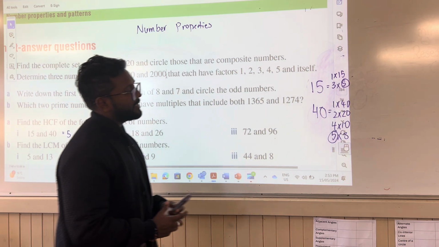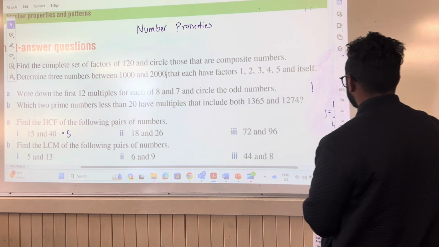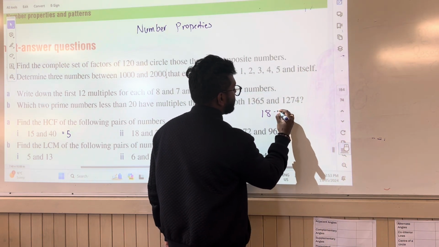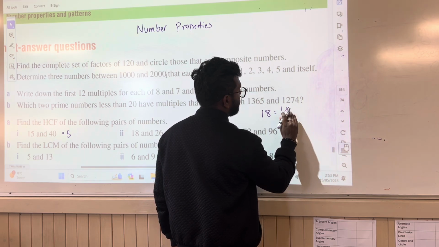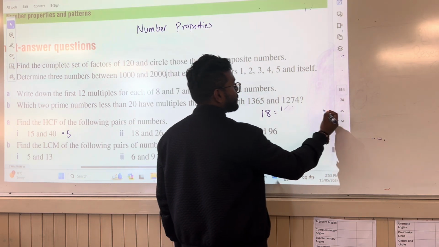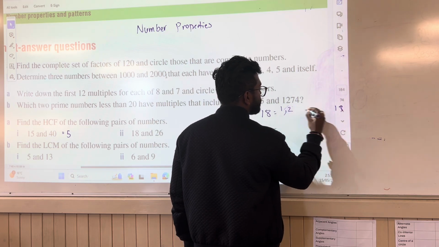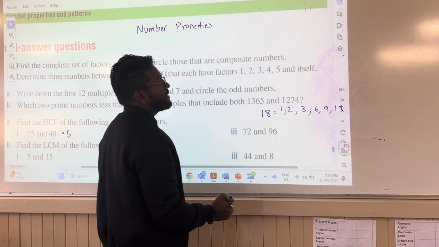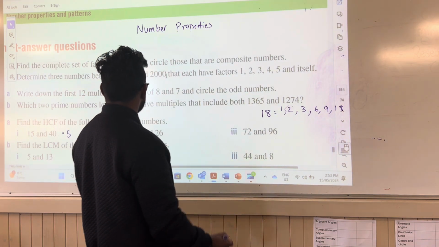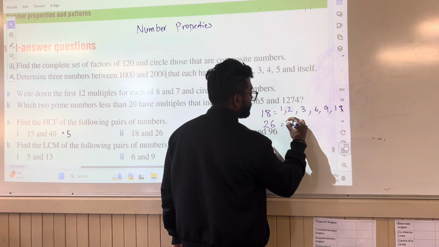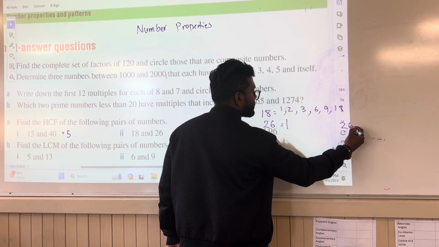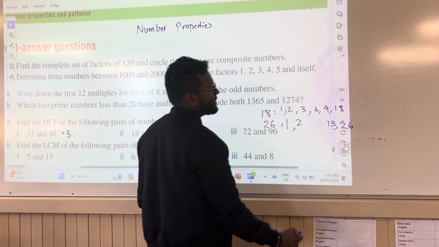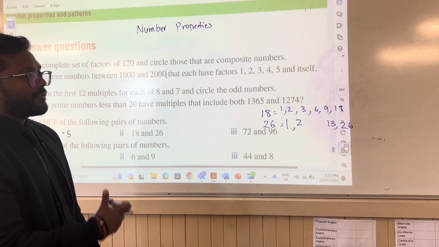Let's have a look at 18 and 26. So, writing the factors for 18. There are different ways to present this. You can do 1 and 18, 2 and 9, 3 times 6, and that's it. Those are the factors for 18. 26. You can write it in this way, 1 and 26. Can 2 go into it? Yes. 2 times 13.